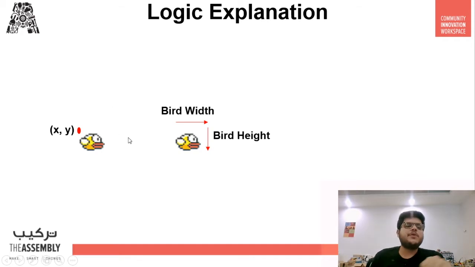So let's say we want to find out the width of this area over here, like the beak of the bird. That will be the x position of the bird plus the width. The same goes for the coordinate of the bottom part of the bird, which will be the y coordinate of the bird plus the bird's height. The reason I am telling all this is because we will be using these in the code later on.